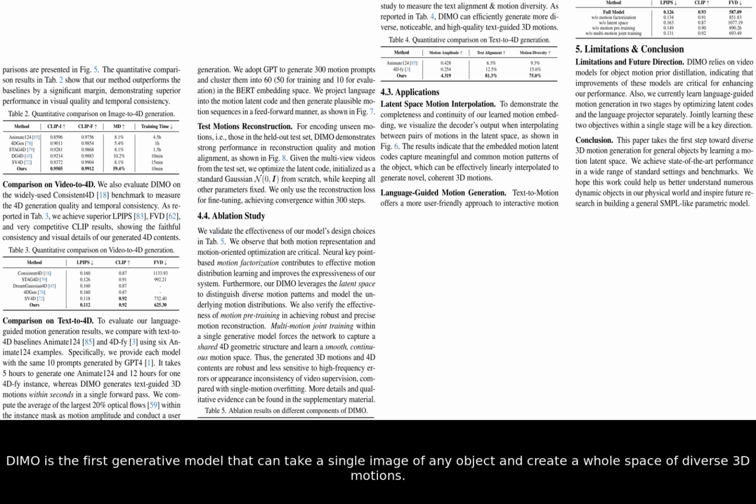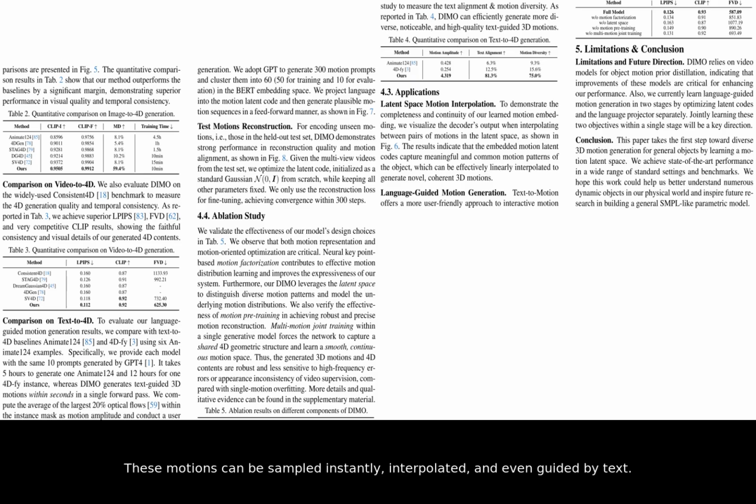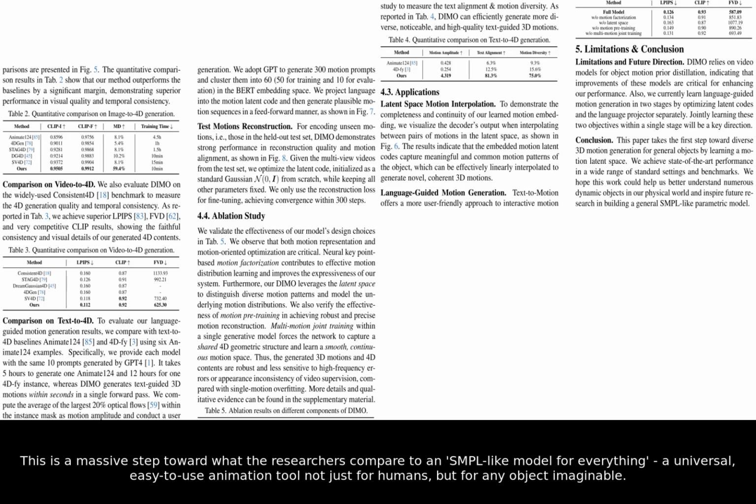So let's recap the breakthrough here. DIMO is the first generative model that can take a single image of any object and create a whole space of diverse 3D motions. These motions can be sampled instantly, interpolated, and even guided by text. This is a massive step toward what the researchers compare to an SMPL-like model for everything, a universal, easy-to-use animation tool not just for humans, but for any object imaginable.